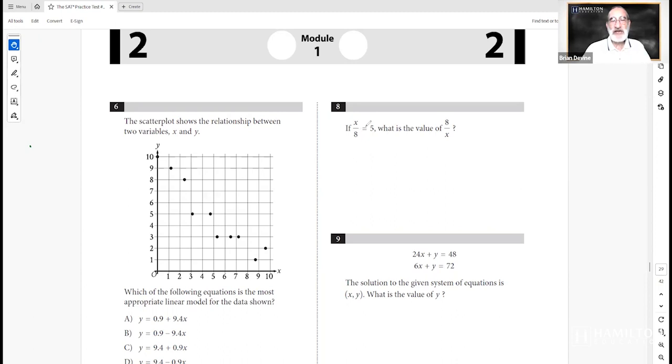Question 8. In question 8, if x over 8 equals 5, what is the value of 8 over x? Well, since this is not an inequality, it's an equality, I can just flip it over. So if I flip over the left side, well, the right side is 5 over 1, so this would be 1 over 5. I merely reciprocated the entire equation, and your answer falls right into your lap. So 1/5, or I could have put 0.2.